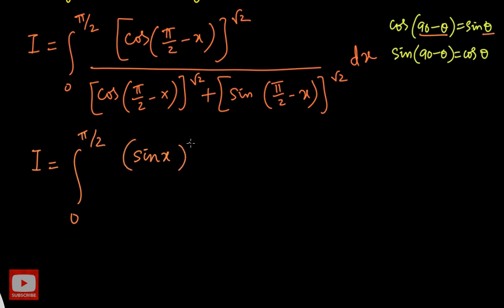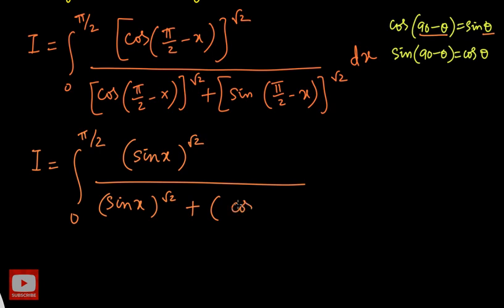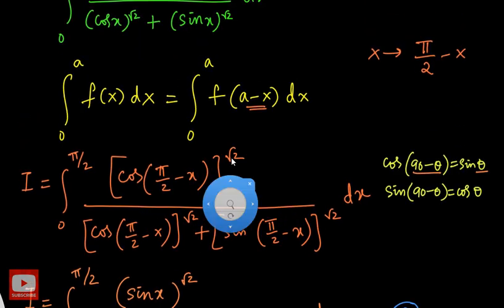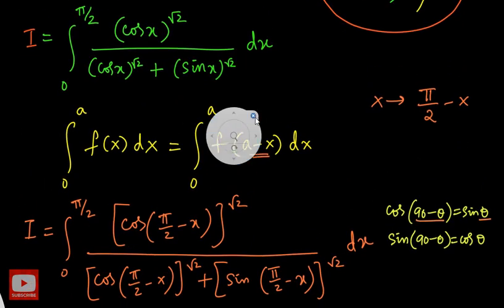Sine x to the power root 2 divided by sine x to the power root 2 plus sine of pi by 2 minus x, which is nothing but cos x to the power root 2, dx. Okay, let me call this result number 2. If this is result number 2, then what is result number 1? Let me go back. So this expression here is result number 1.